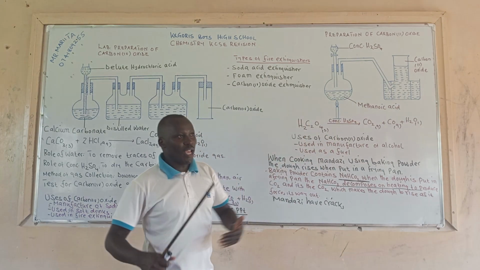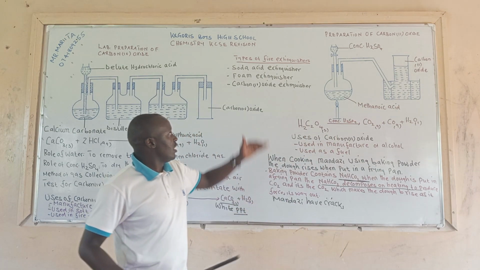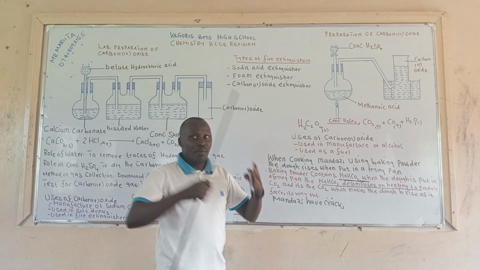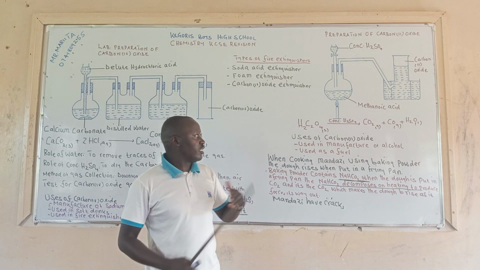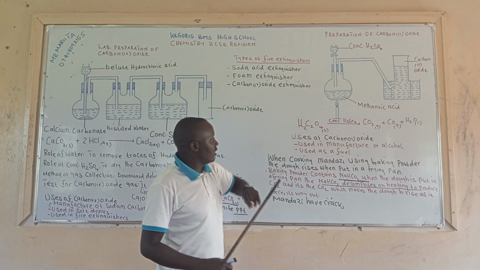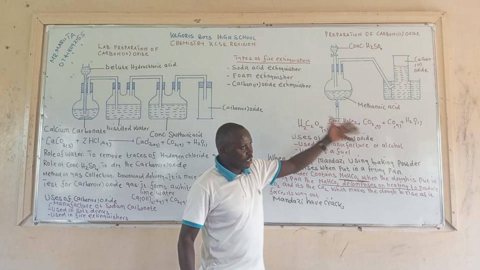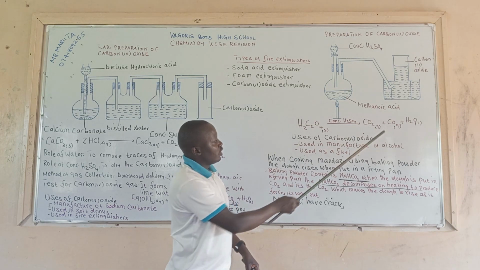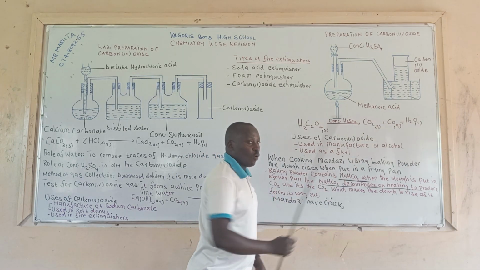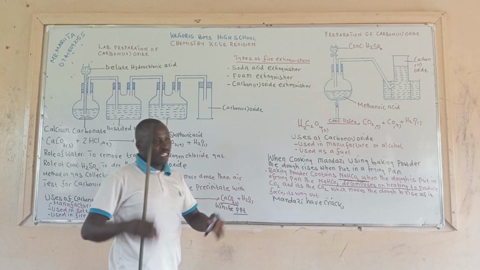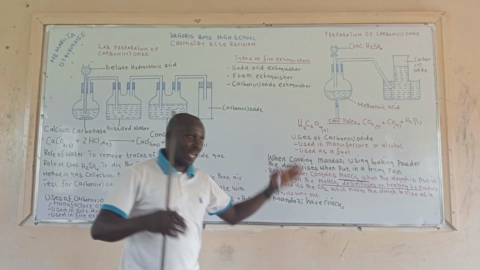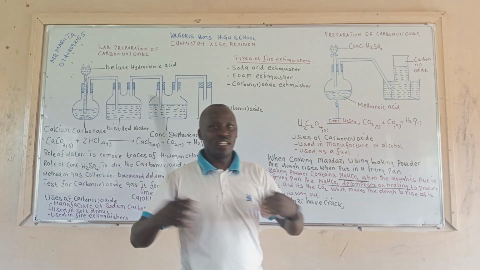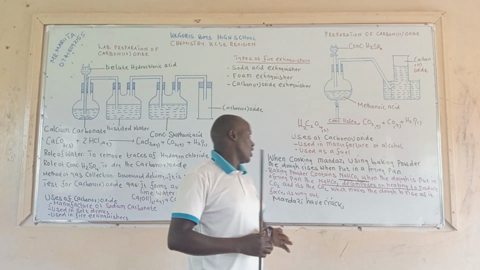Now, the reagents required for the preparation of that gas are concentrated sulfuric acid and methanoic acid under heat. So we have the methanoic acid passed through the concentrated sulfuric acid in the presence of heat. Then we have carbon monoxide gas and water. This gas is called the silent killer gas because if it is used in a poorly ventilated room, it can cause suffocation.